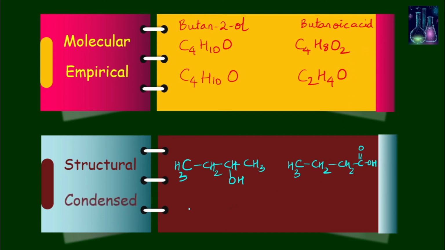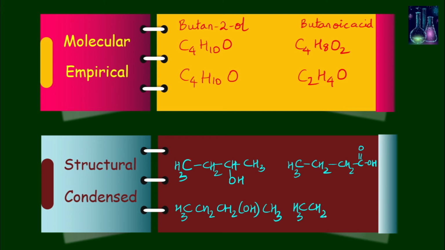This formula will be CH3, CH2, CH2, OH in bracket, and then CH3. The condensed formula for butanoic acid will be CH3, CH2, CH2, COOH. So this is the condensed formula.